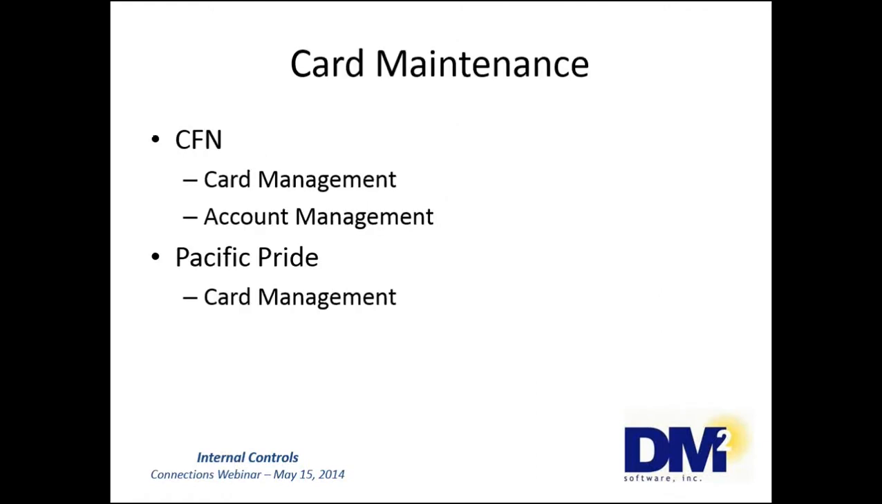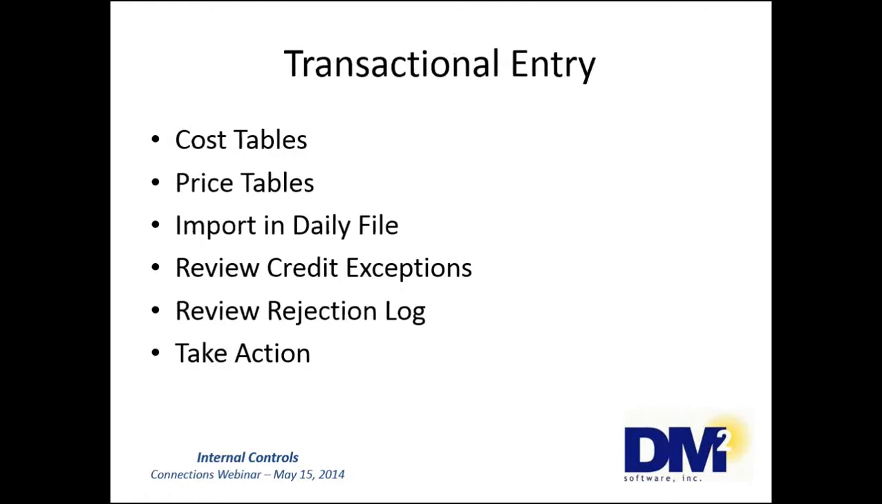In Cardlink, we recommend processing your card updates and account updates before your daily processes. This is another example of order of operations. With CFN, you will download the files from the CFN website and update the changes into DM2. With Pacific Pride, you will make your card changes in DM2 and then upload them to the Pacific Pride controller.